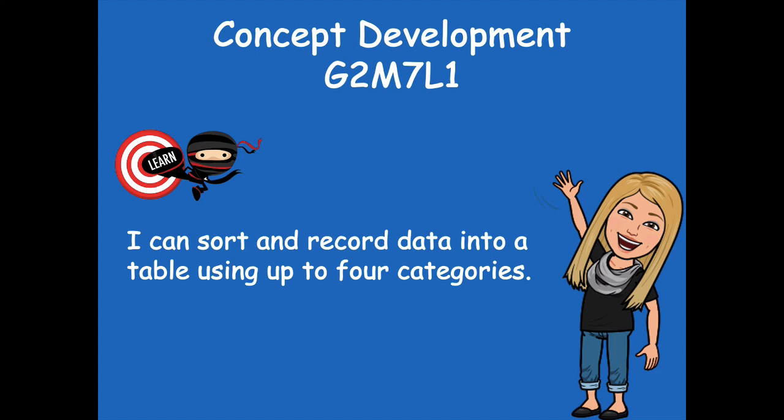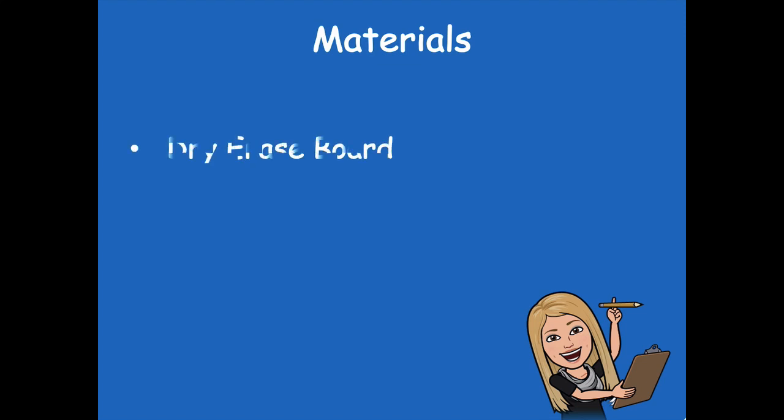So our learning goal for today is I can sort and record data into a table using up to 4 categories. So friends, the materials that you'll need for this lesson are just your dry erase board. So make sure you have that before we get started.